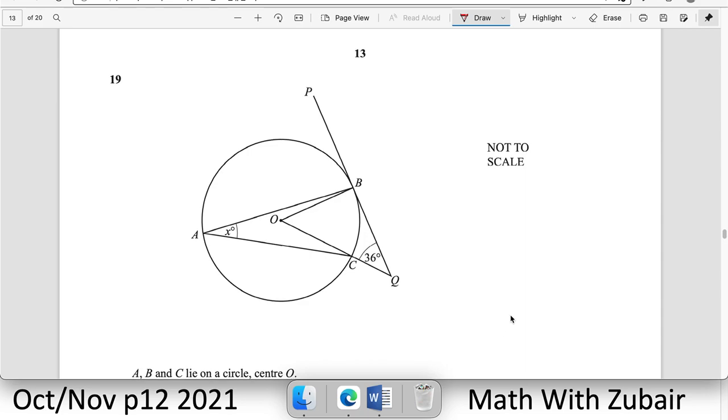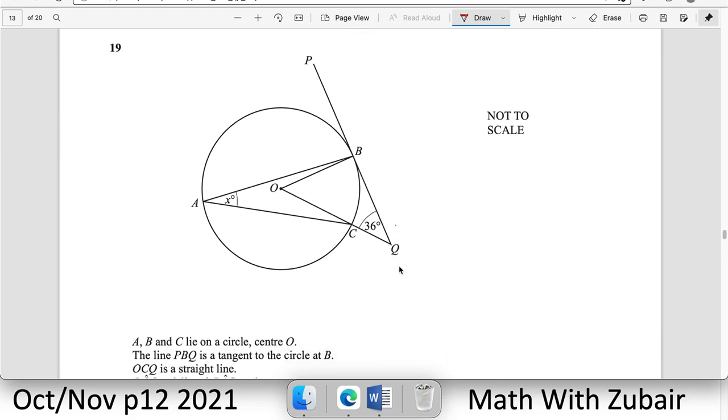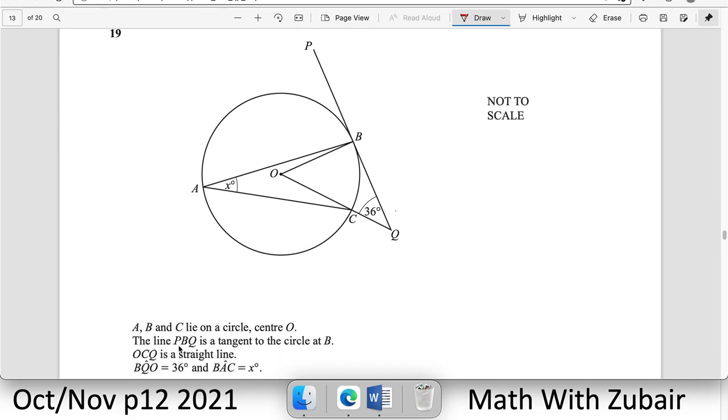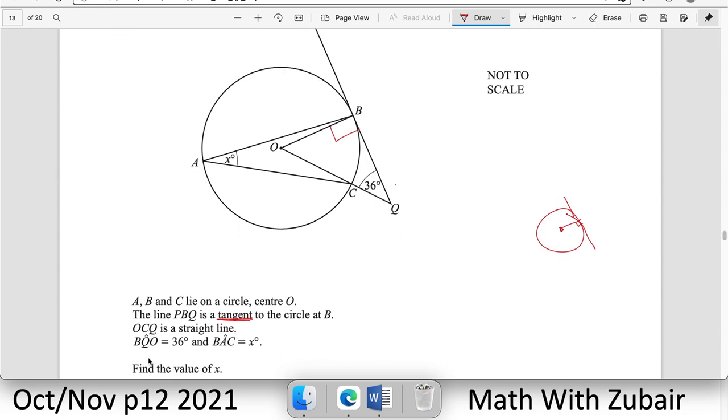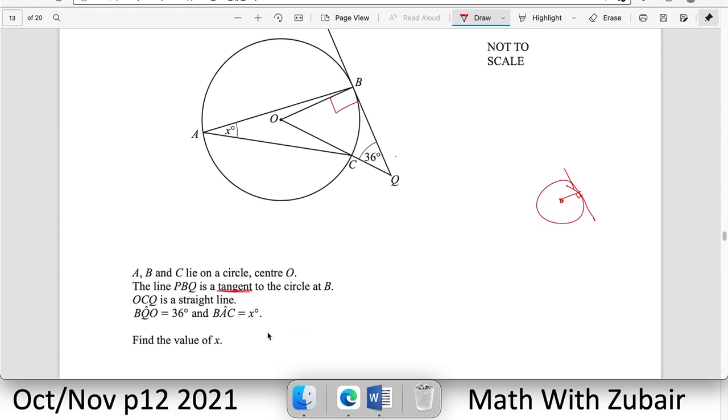Question number 19. Circles. A, B and C lie on the circle with center O. The line BQ is a tangent. When it says it is a tangent, we know that the tangent and the radius are perpendicular to each other. So let us mark a right angle here. OCQ is again a straight line. Angle BQO is 36 degrees. BAC is x, and it says find the value of x.